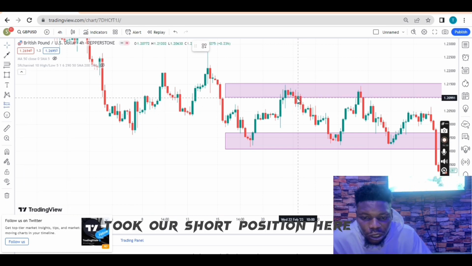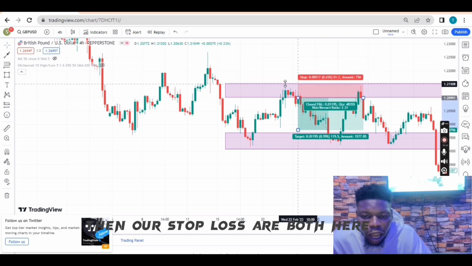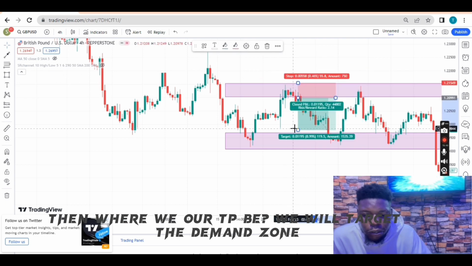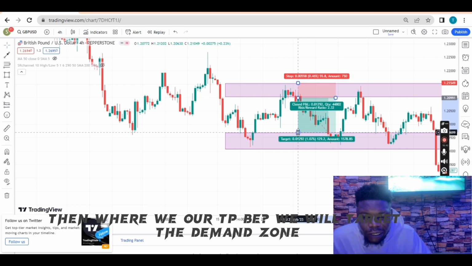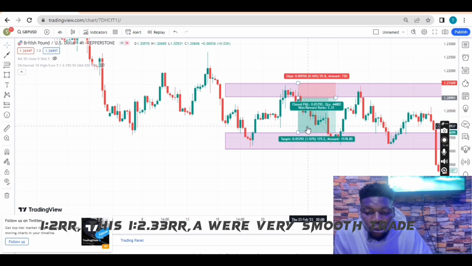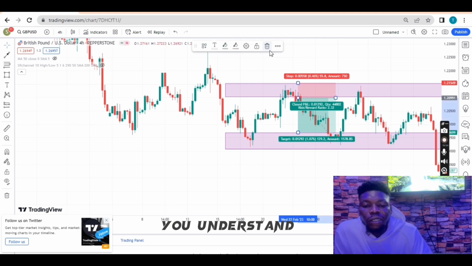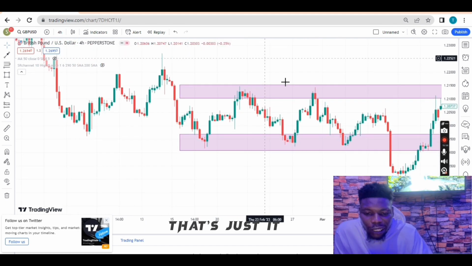So what do we have here? Took our short position here, then our stop loss above here, then for our TP, we target the demand zone, this 1 to 2.3 risk reward. Very smooth trade. Understand? So that's just it.